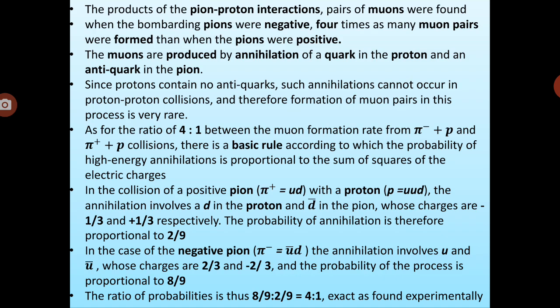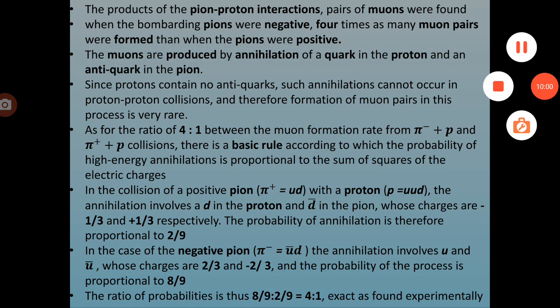Now the ratio of probabilities, you can take 8 by 9 is to 2 by 9, that is nothing but 4:1, and this is exactly found experimentally. So this is another experimental evidence for the quark model.